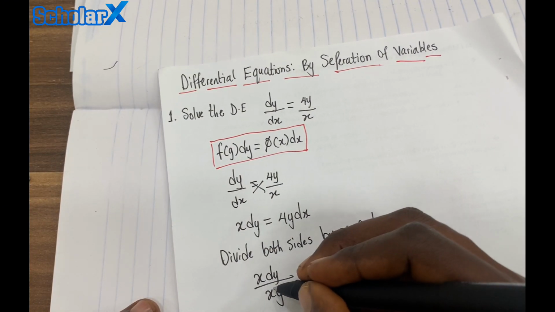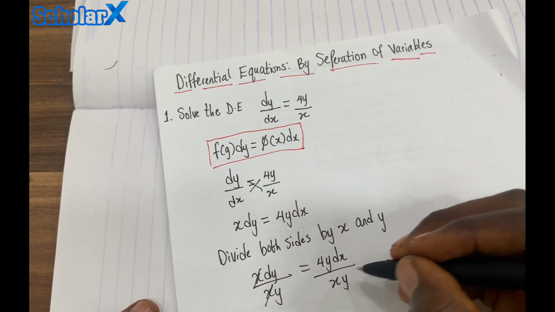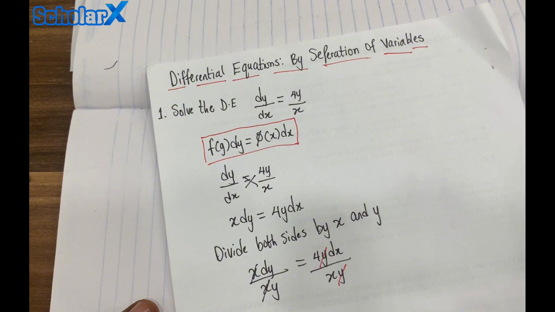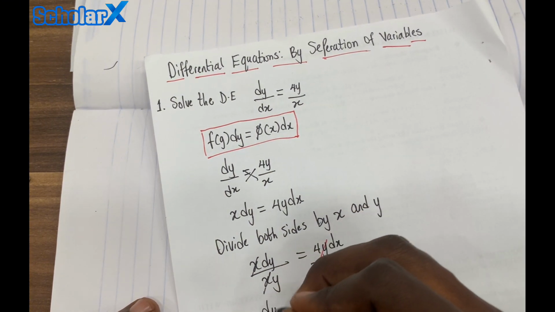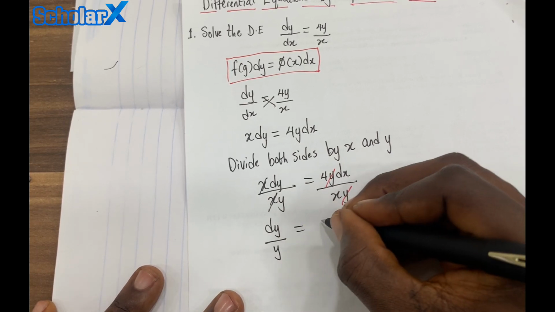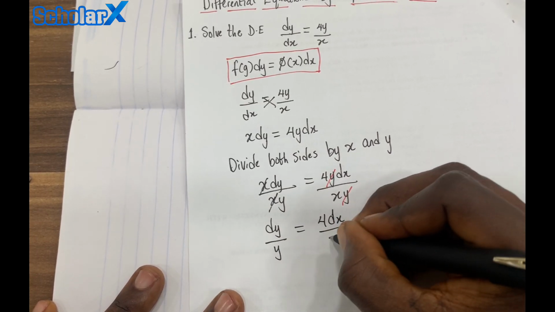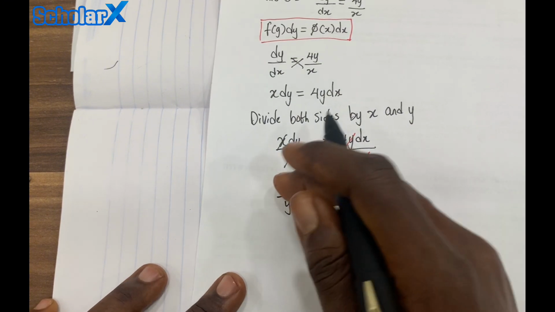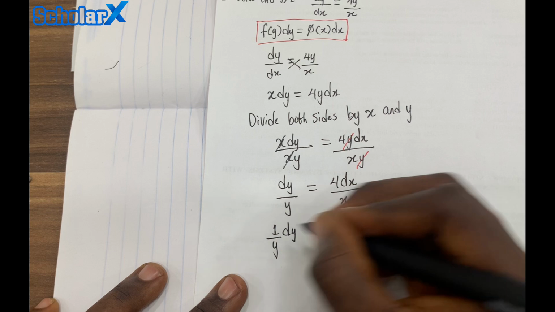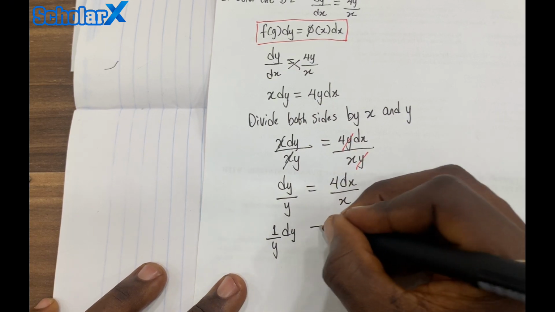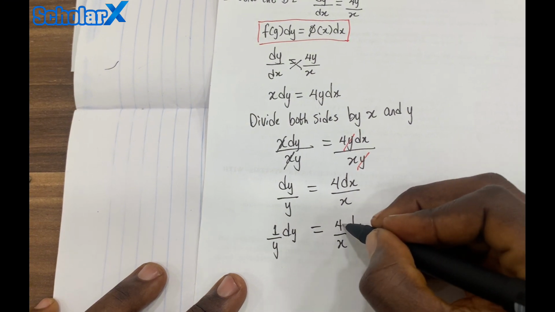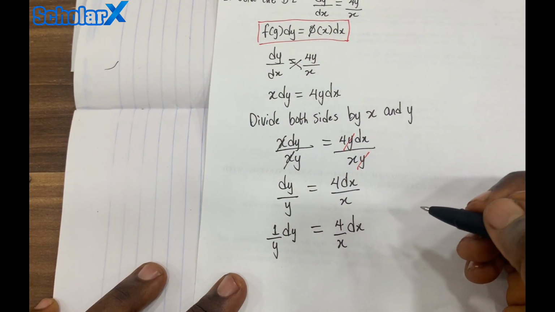Now, x is going to cancel x here, and also, let me use the red pen, y is going to take away y here. So what are you going to be left with? You're going to be left with dy over y equals 4 dx over x. You can also write this as 1 over y dy equals 4 over x dx, because dx times 4 is still 4 dx over x. That's still the same thing.